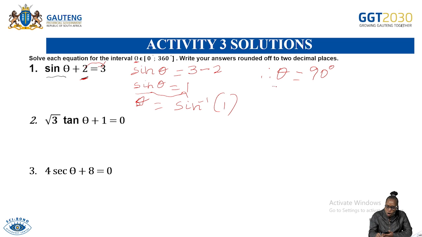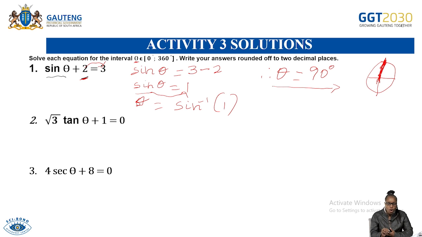And that is the only solution that I'm having, because on my Cartesian plane, I have 90 directly on the line. It's not falling in between. On my Cartesian plane, 90 is over there, which means I have a solution for sine theta plus 2 over there, right there, nowhere else. That is the only solution that I'm having for the first one.